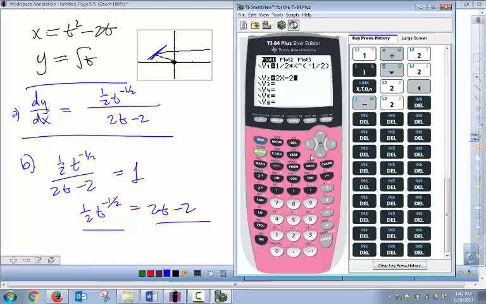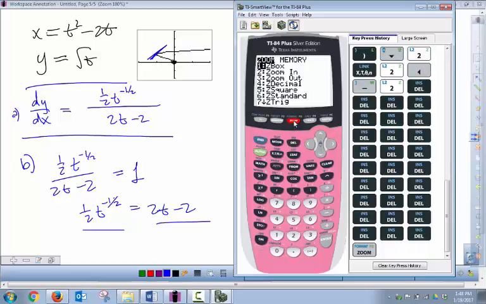Okay. Now, when I graph this, I want to find their intersection. So I'm just going to initially do a zoom. Zoom standard is usually a zoom fit, I think. And if it gets me the intersection, then that's what I want to look for. If it doesn't, then I need to adjust it a little bit. So I just want to find this number where they intersect.